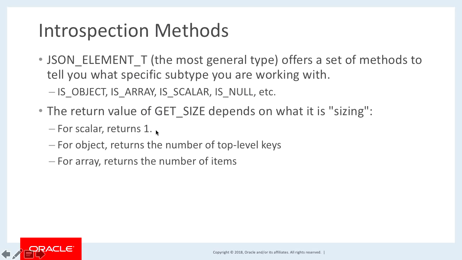There are some introspection methods that can be important because, as you saw before, JSON is schemaless. Maybe you're iterating through an array and you don't know exactly what it is you're working with. So you can ask, is this an object, is it an array, and so on. There's a getSize method, which is going to be different depending on what you're working with. For a scalar, it'll return 1. But if it's an object, you'll get the number of keys in the object. If it's an array, the number of elements in the array.